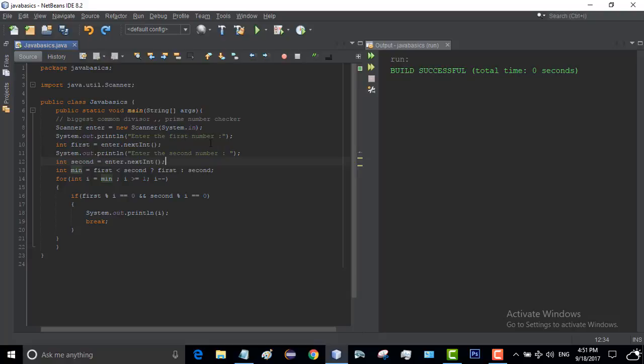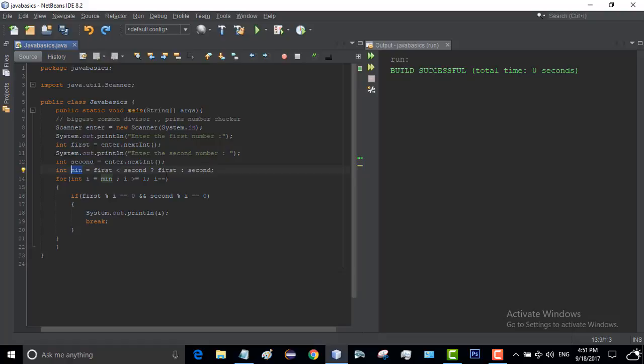It's actually a small program that takes two numbers from the user and gives out the biggest common divisor for both of them. Here we ask the user to enter the first number, then the second number, then we get the smallest value of both of them and store it in a variable called min. Why is that? Because logically, if we have two numbers, the biggest common divisor should be in the range from 1 to the smallest of them.